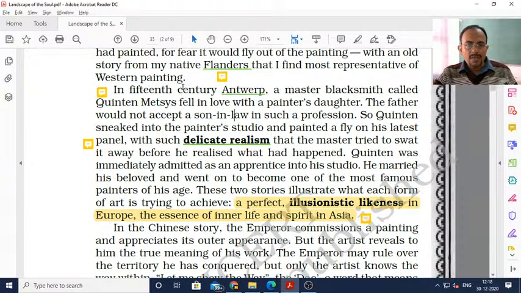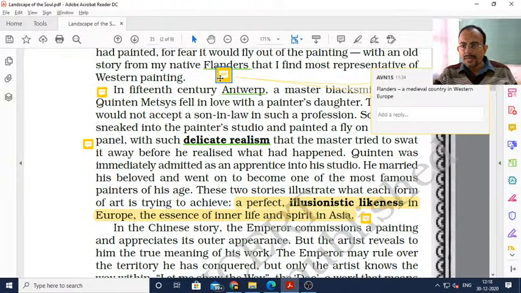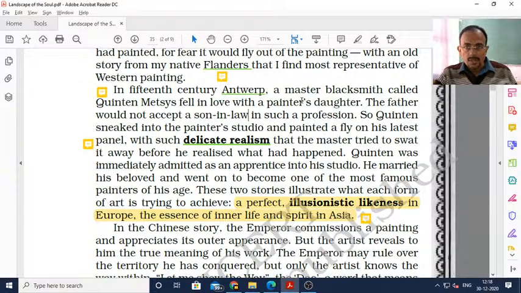In the 15th century, in medieval Western Europe, a master blacksmith whose name was Quintin Matsis fell in love with the painter's daughter, but the painter did not accept a son-in-law in such a profession, that is, a blacksmith's profession. Therefore, he rejected the offer of the blacksmith, and then Quintin, the blacksmith, sneaked into the painter's studio.